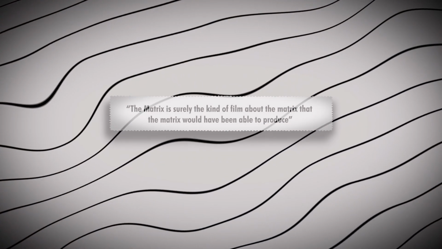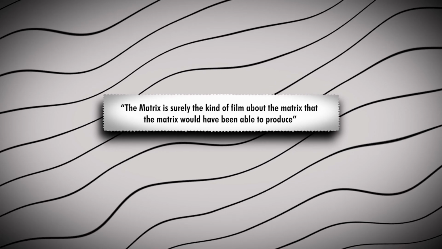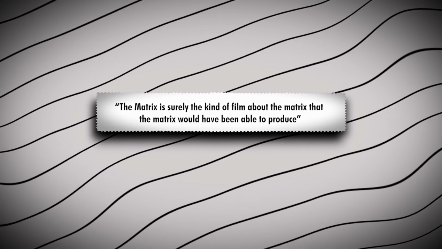He said, "The Matrix is surely the kind of film about the Matrix that the Matrix would have been able to produce." When I first read that, I said, God, that's such a pretentious philosopher thing to say. What does that even mean? But in this interview, he does break it down, and some of it makes sense.